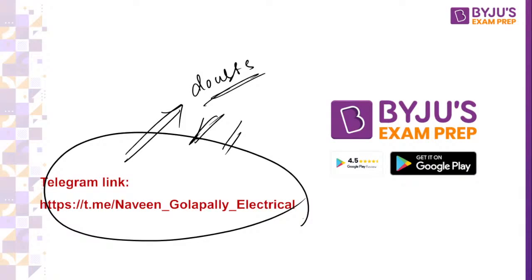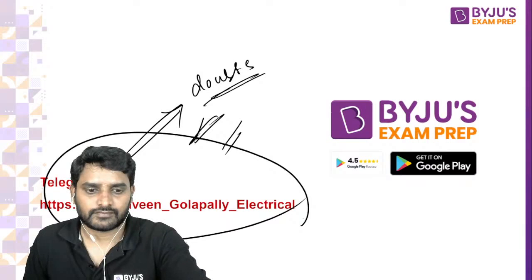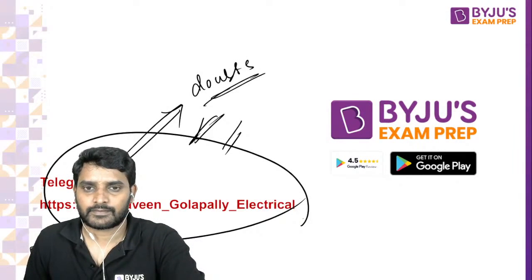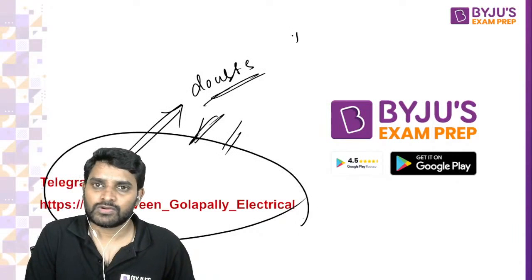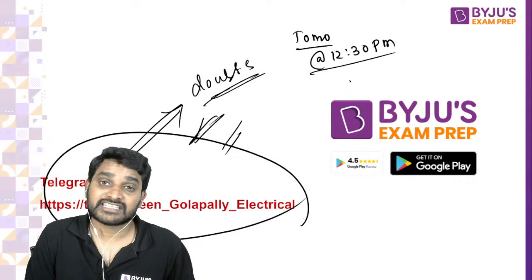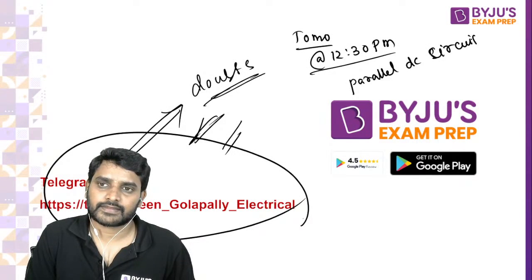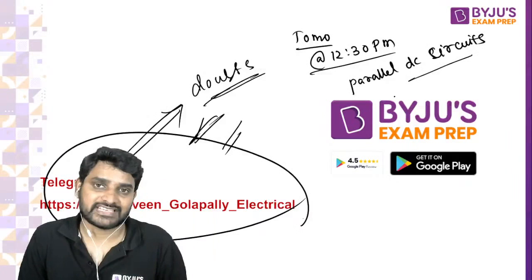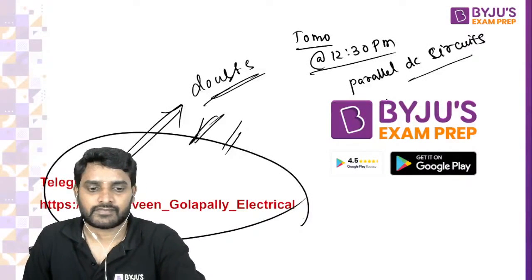Anybody has doubt, please tell me if you have any doubt. Right. Tomorrow we'll see again, tomorrow at 12:30 p.m. Tomorrow we will take up parallel DC circuits, then parallel AC circuits. Then I'll combine.